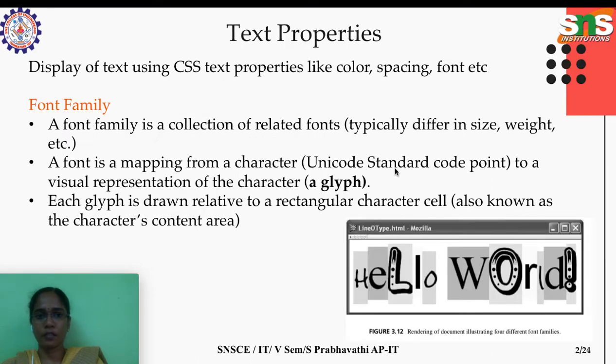to discuss it. So today the text properties, what it says is it's all about displaying the text in different varieties of properties available in CSS, like color, space, font style, font size, so n number of things we are going to see. The first thing is we are going to see about font family. Font family is nothing but the collection of related fonts.